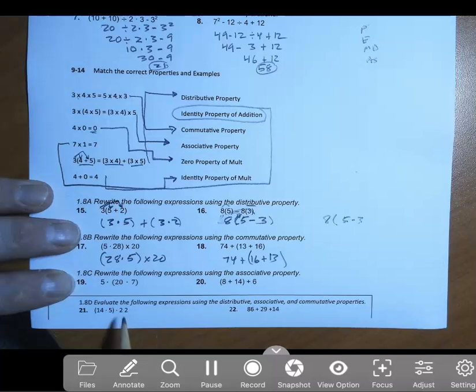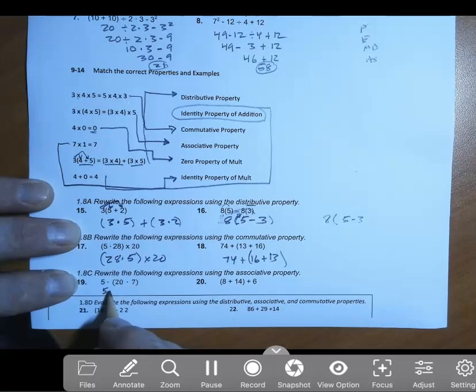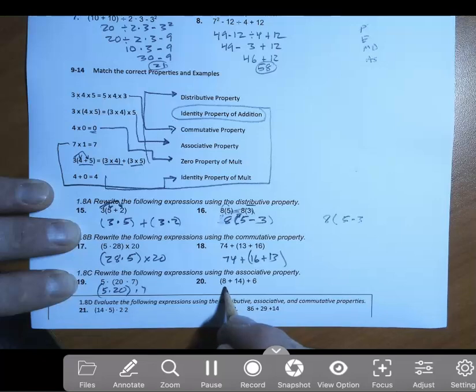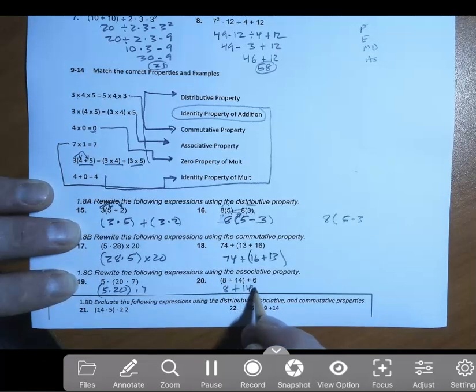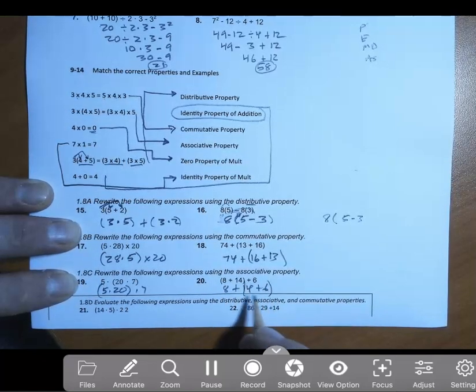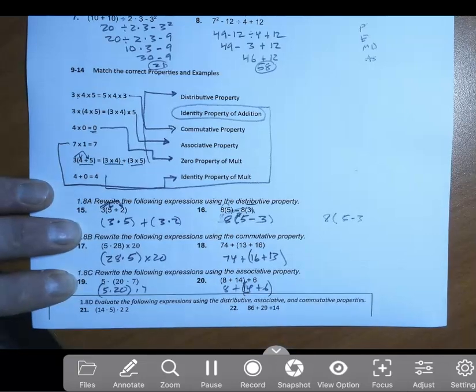Okay, here we have the associative property. So on the associative property, we're just going to move the brackets. So I'm just going to move the brackets to 5 times 20 times 7. And on this one here, just move the brackets around the 14 plus 6 first.